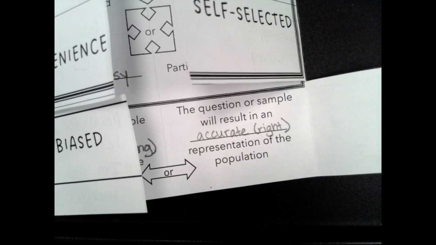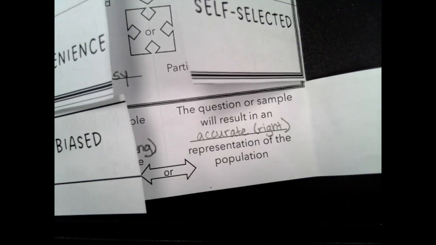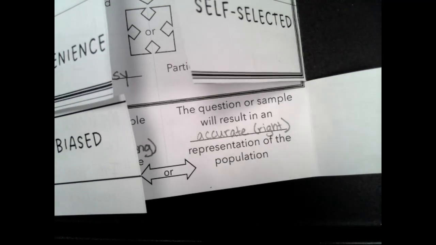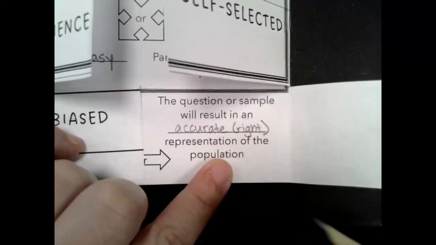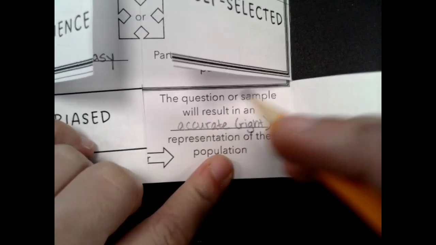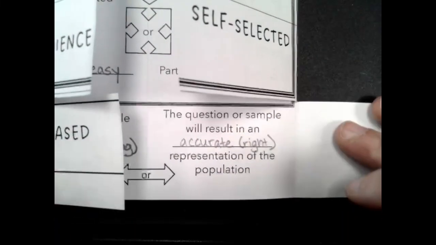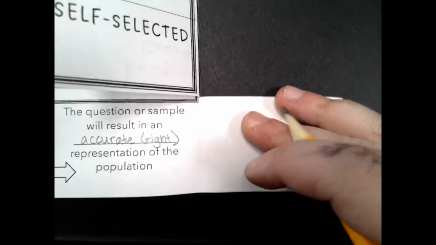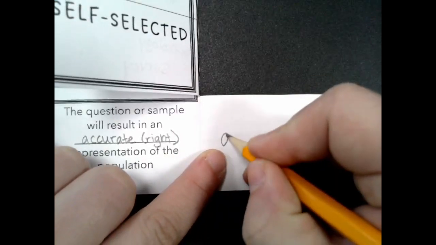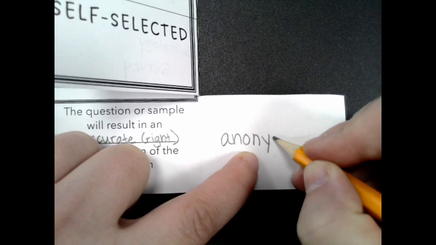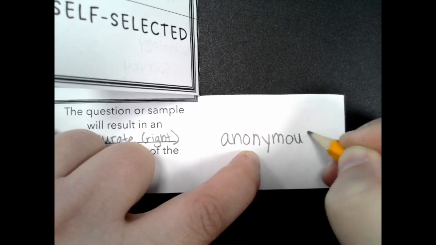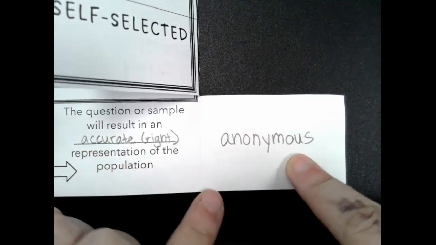All right, so if I wanted to know about Apollo, or if I wanted to know your guys' favorite math teacher, a good way to make sure that a question or a sample is accurate is to make sure that it's random, that people get randomly asked, or to give people an anonymous survey. Remember, anonymous means no one knows who sent it in.